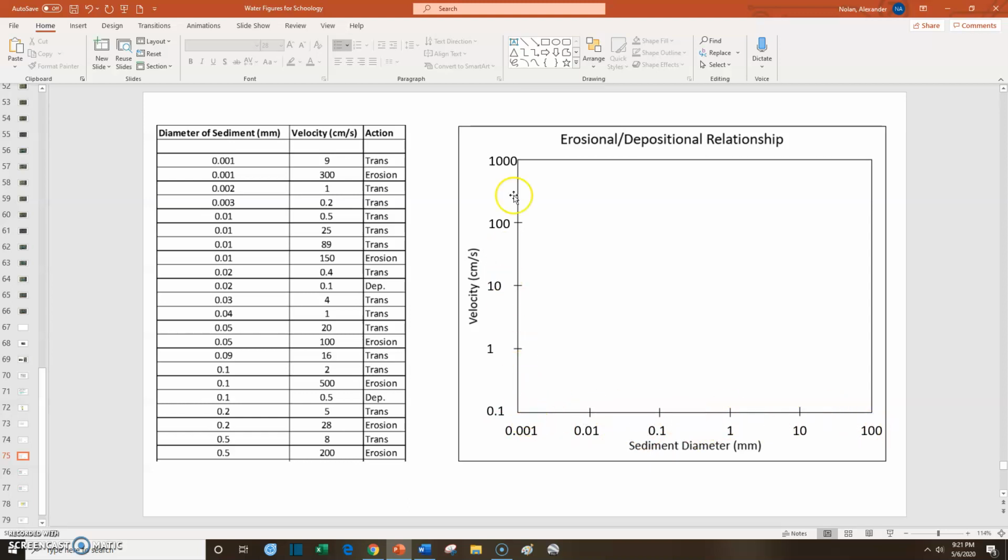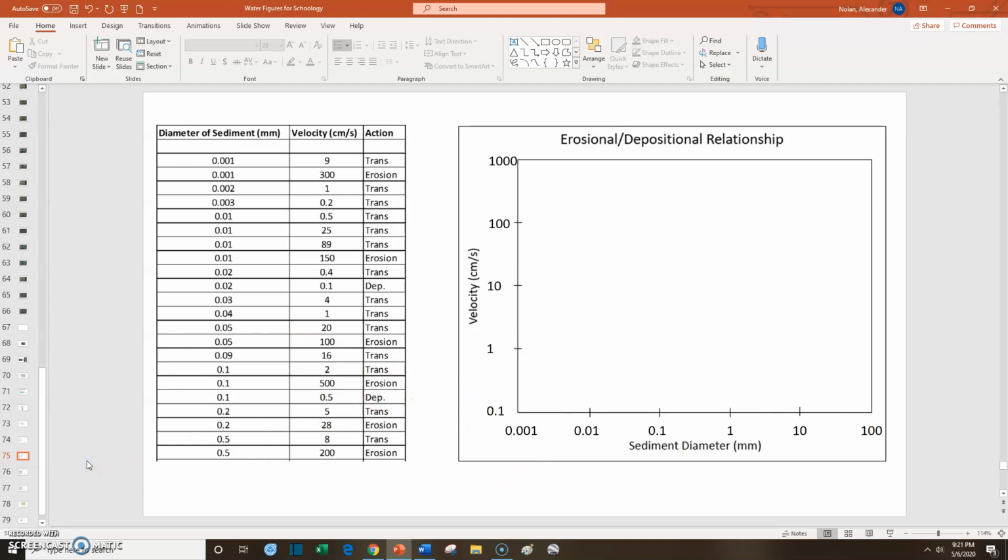And then I did the same over here with velocity. Our smallest velocity is 0.1, so that's my smallest velocity. And my highest velocity is 500, so let's end at 1,000. So 0.1, 1, 10, 100, 1,000. That's the first thing to get straight. That's why these axes look really kind of odd. But that also means this graph isn't quite going to work the same as a graph that you might be familiar with.